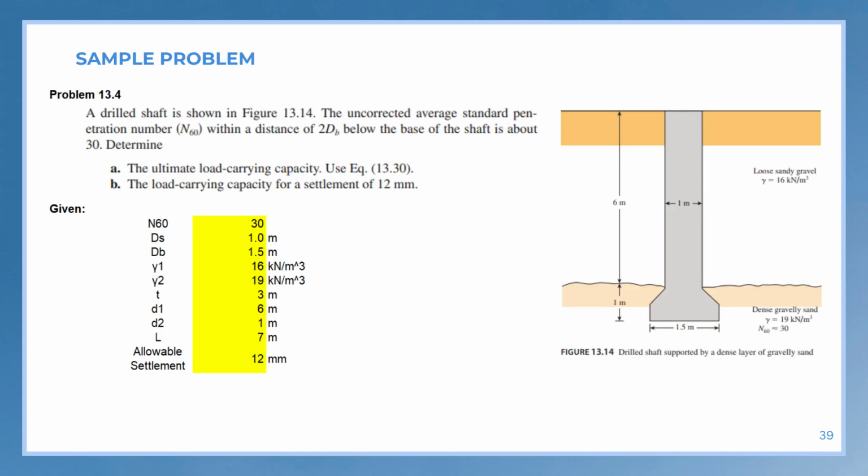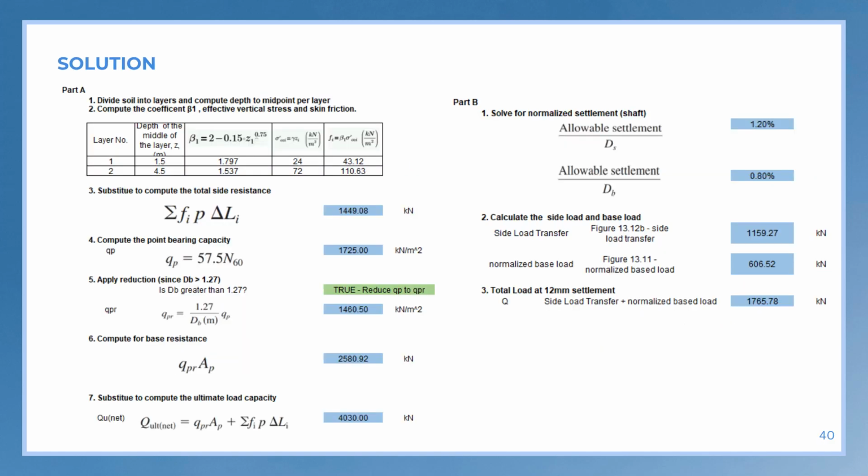For the last sample problem, problem 13.4, a drill shaft is shown in figure 13.14. The uncorrected average standard penetration number N sub 60 within a distance of 2 D sub B below the base of the shaft is about 30. Determine A, the ultimate load carrying capacity, using equation 13.30. B, the load carrying capacity for a settlement of 12 mm. So these are the given. The N sub 60 is 30. Next is the solution.